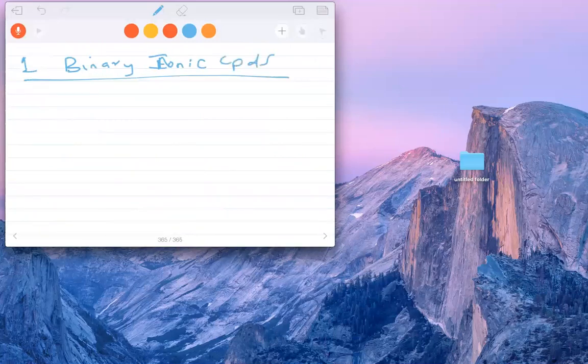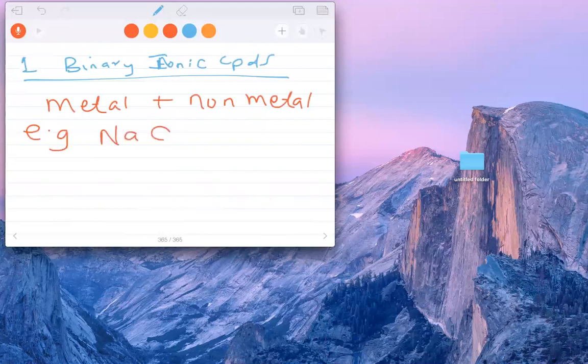For binary ionic compounds, these are made up of metal plus non-metal. Binary means two, and the metal goes in first, followed by the non-metal, e.g., sodium chloride, that is a binary.